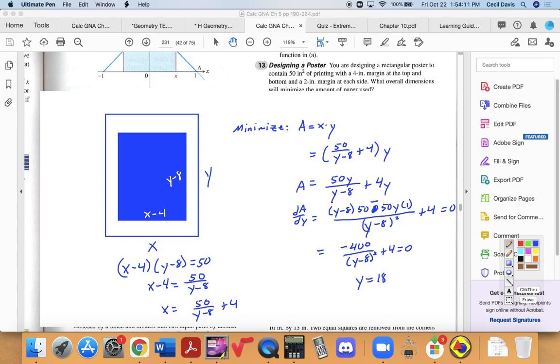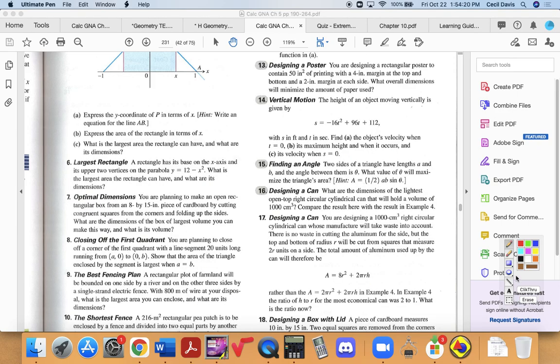And then we could find x, which would be 9. So if we do it the other way, I think it's going to come out to be quite a bit nicer.